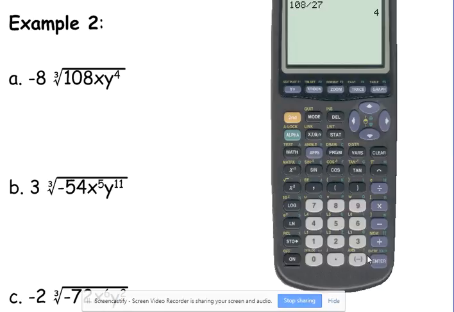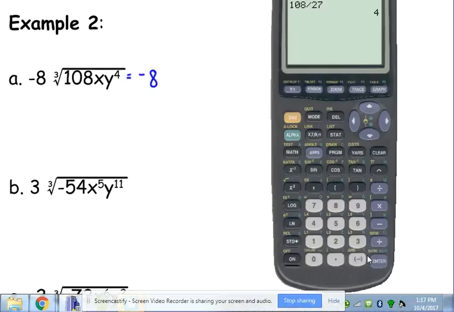Okay, and the good news about perfect cubes is they get bigger faster, so you have fewer numbers that you're going to have to check. All right, so as before, we leave the -8 in front. 108 is 27 times 4. We leave x under there. I'm going to rewrite y to the 4th as y cubed times y to the 1st, because now I'm taking the cube root. So I'm going to divide by 3 instead of dividing by 2.